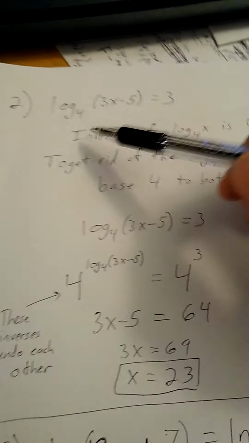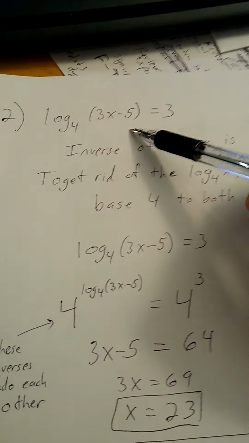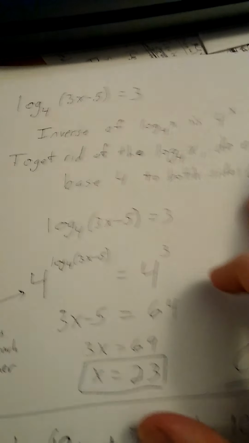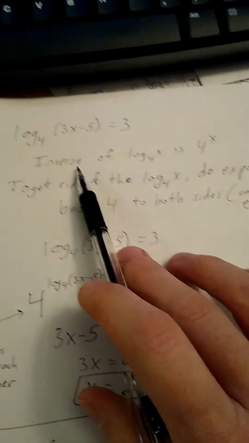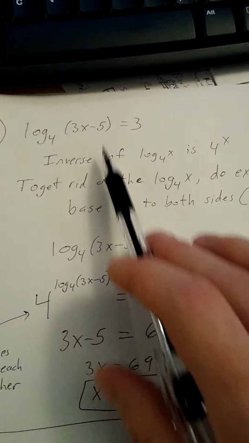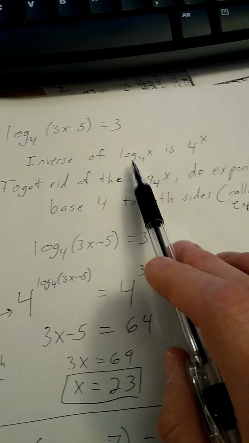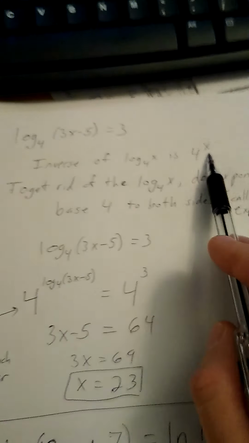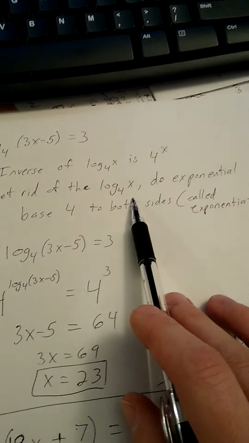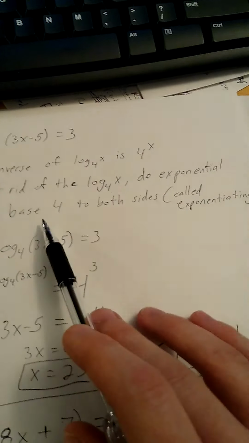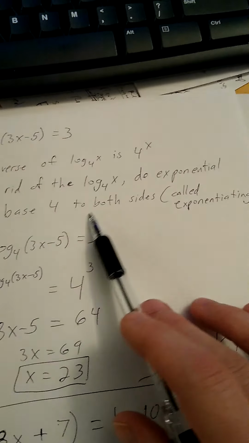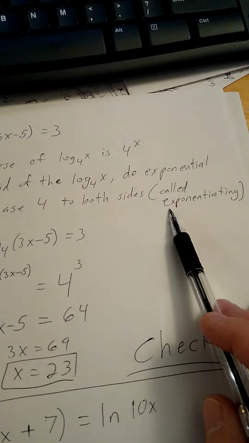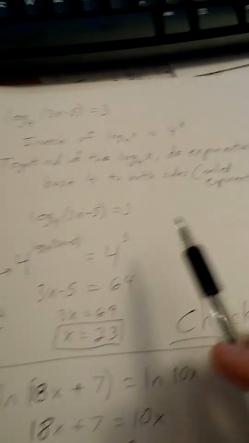Next question, I have log base 4 of 3x minus 5 equals 3. Now to solve a logarithm, we're going to use the inverse. Log base 4 has an inverse of 4 to the x. So to get rid of log base 4, we're going to do an exponential in base 4 to both sides. This method is called exponentiating.